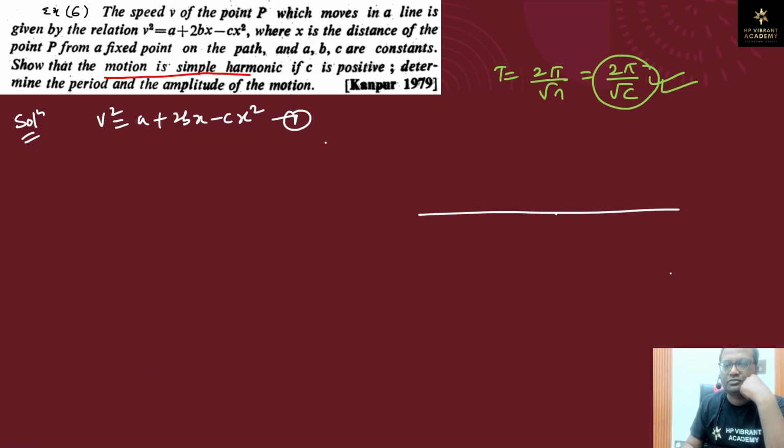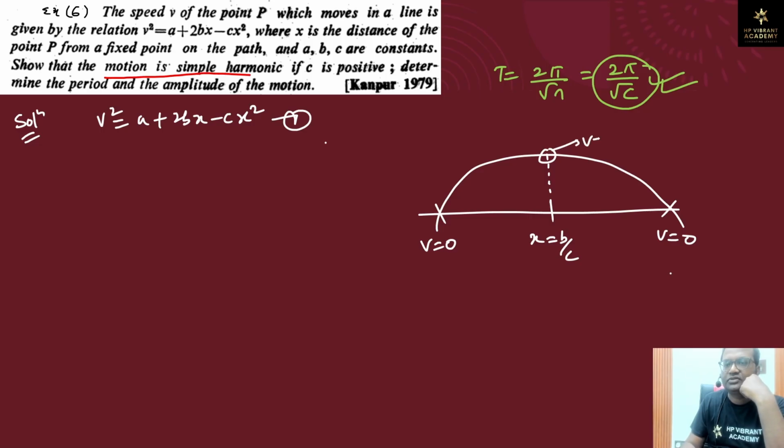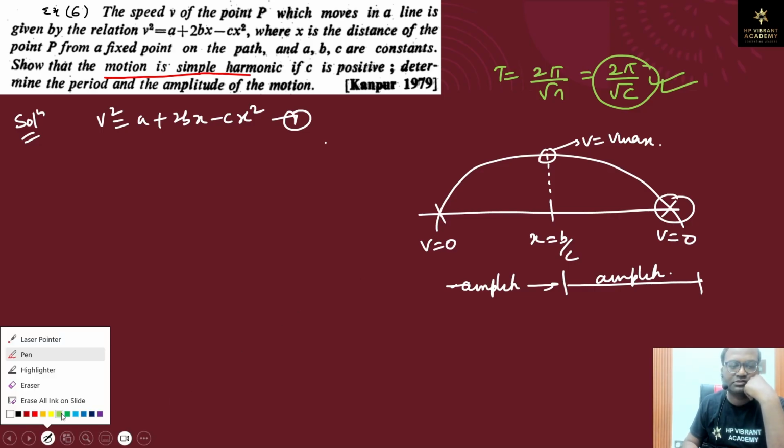Okay, so this is the center of force, x equal to b by c. We have to determine the points of zero velocity. So v is equal to 0 here and v is equal to 0 here. And at the center of force we have v equal to v max. Then this is our amplitude. The distance of the point of zero velocity from the center of force is the amplitude. This is also amplitude. So we have to find these 2 points.